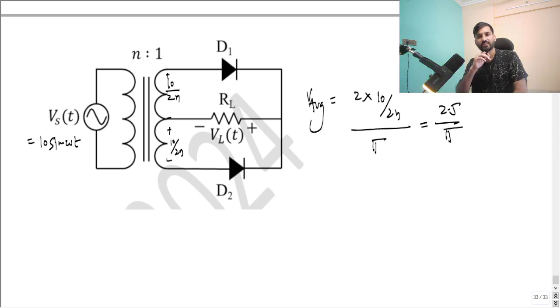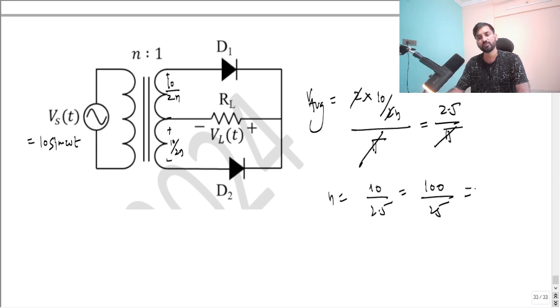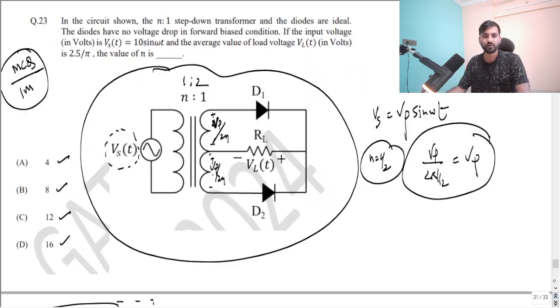And this is given as 2.5 by pi in the question. This is given in the question, right? So what you have to find here is the value of n. I think anybody can solve this now. So pi gone, 2 gone, right? And you have to just find n, which is nothing but 10 by 2.5, which is 100 by 25, which is 4. So the answer for this question is going to be 4, right?